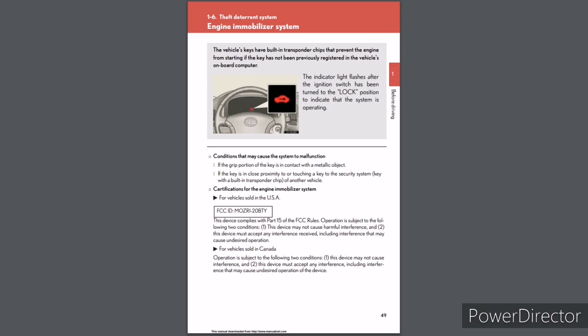For vehicles sold in Canada, operation is subject to the following two conditions: 1. This device may not cause interference, and 2. This device must accept any interference, including interference that may cause undesired operation of the device.